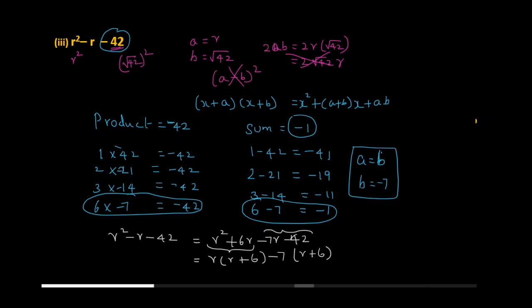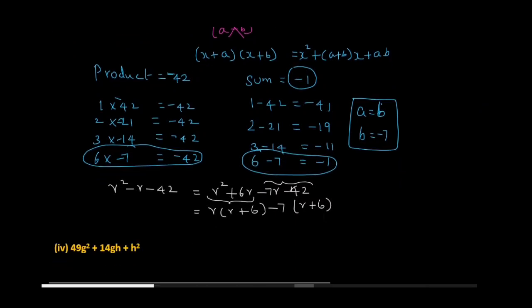Now we have two terms, and the factors are nothing but R plus 6 into R minus 7. So this is the factorization of this one. If, after finding this, we are not having any coefficient, that is, 1 is the coefficient of R squared, then directly we can write R plus 6 into R minus 7, which is the factor for R squared minus R minus 42.